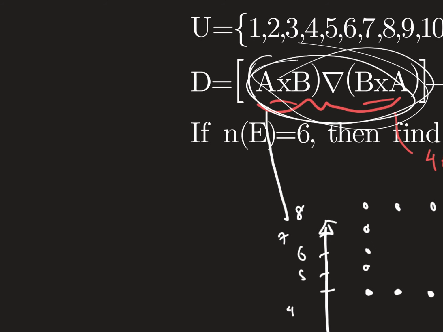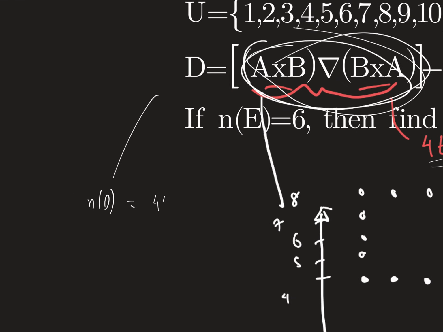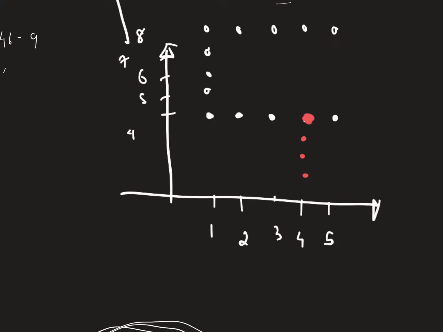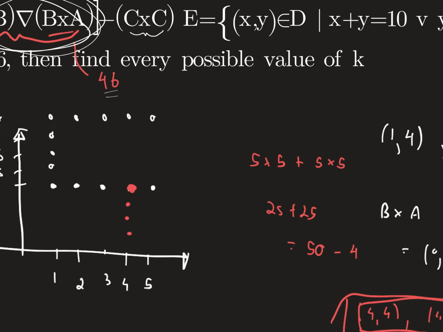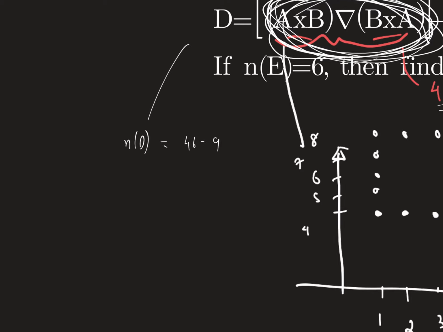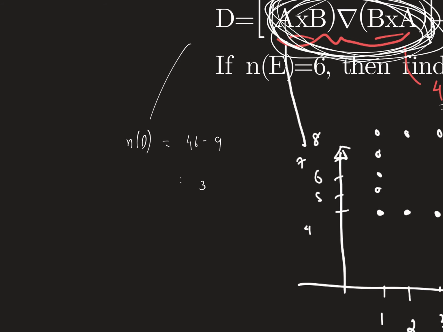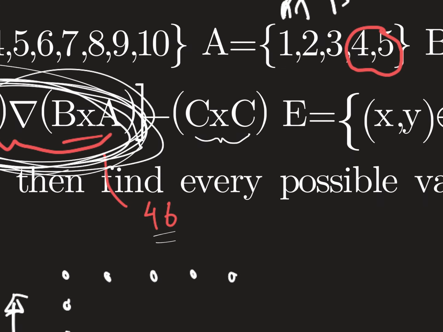So the number of elements in D is 46, which is here, then minus 9 here, because every ordered pair in this set is in this set. There are some similar ordered pairs in these two groups, so you need to subtract them. So the result is 37. So the number of elements in D is 37.